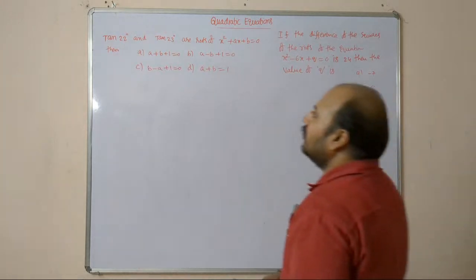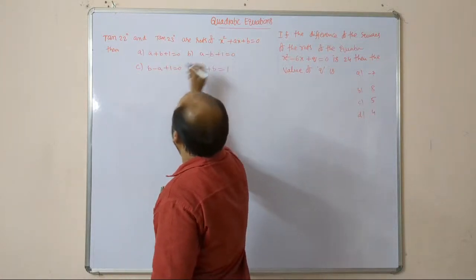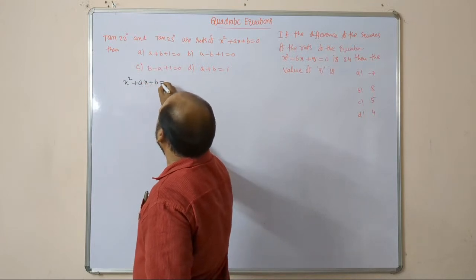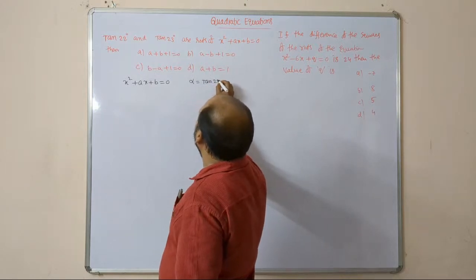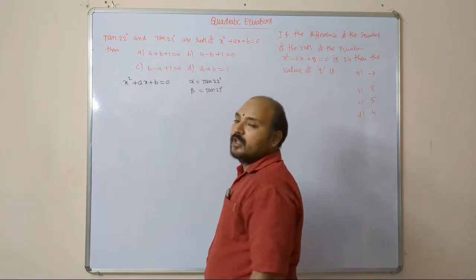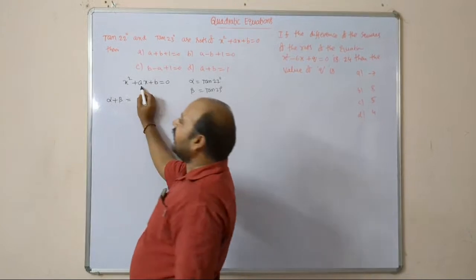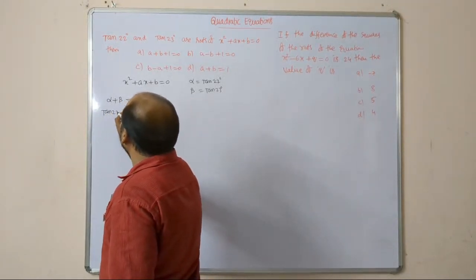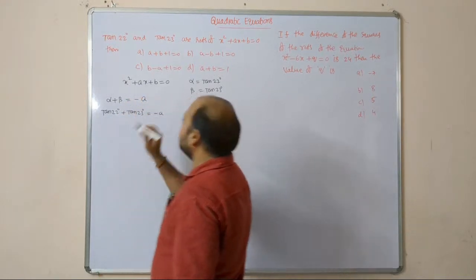Alpha and beta are the roots. So given quadratic equation is x square plus ax plus b equal to 0, dear students. Alpha equal to tan 22 degrees and beta equal to tan 23 degrees. So sum of the roots according to that, alpha plus beta equal to minus b by a, minus a. So tan 22 plus tan 23 is equal to minus a.